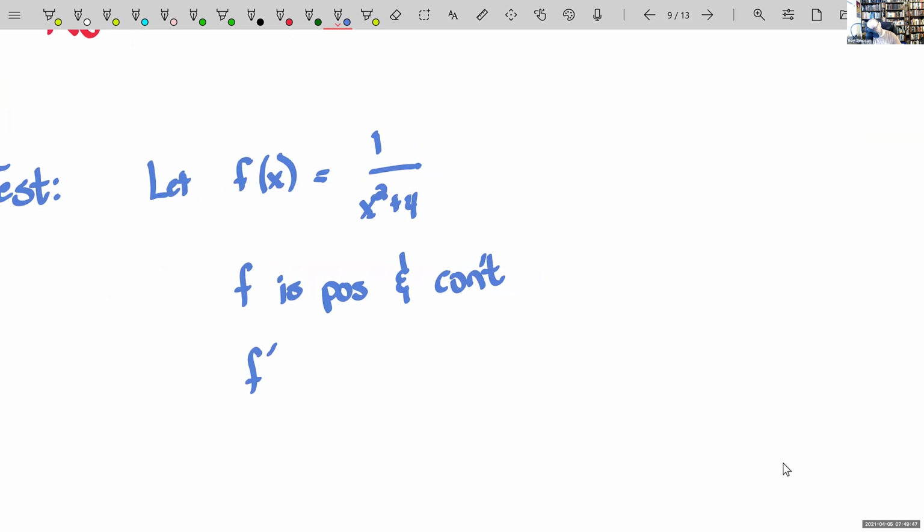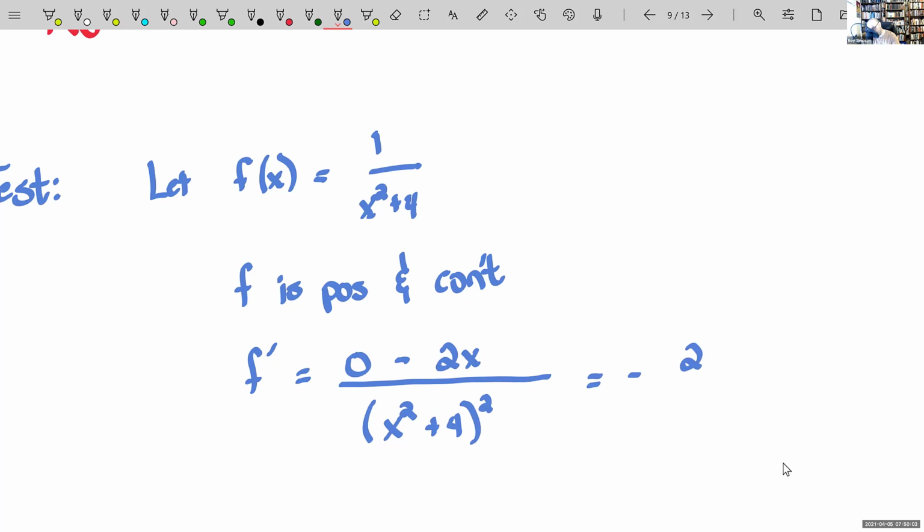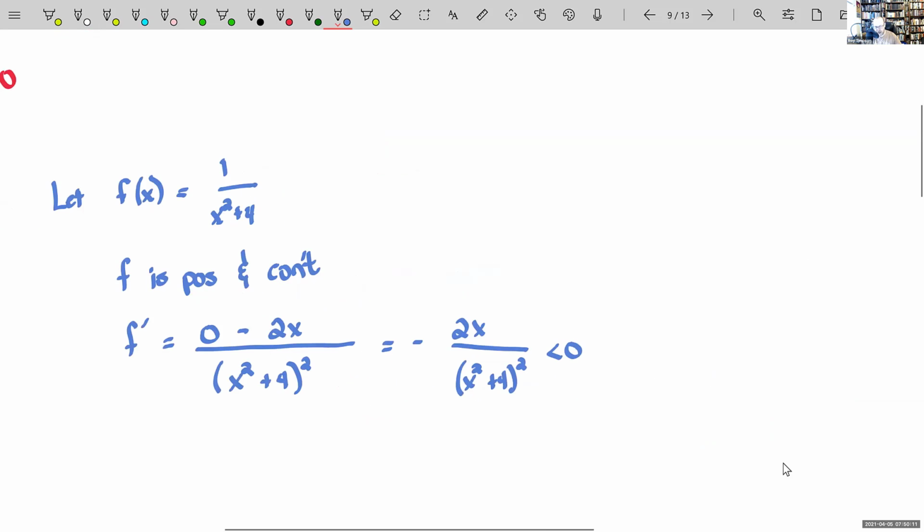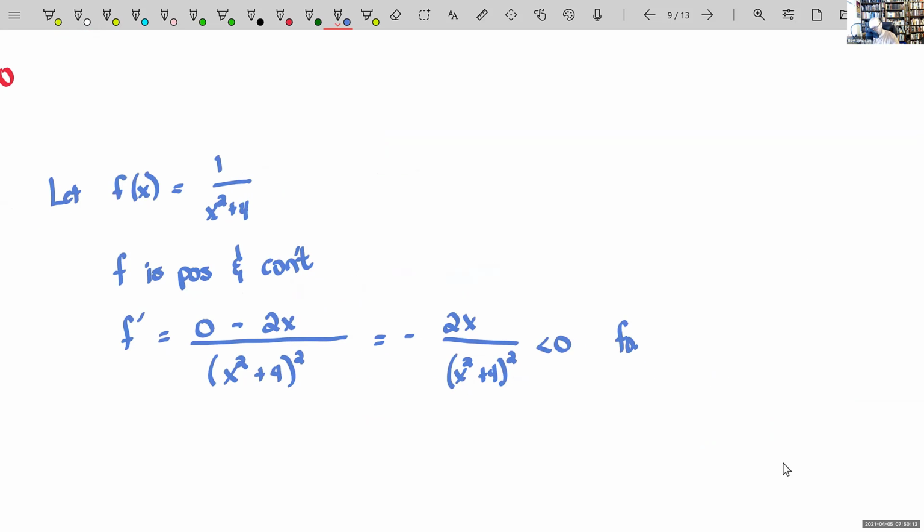And then f prime is equal to, and then we'll just do the quotient rule here. Derivative of the numerator is 0 times who cares, minus the numerator times the derivative of the denominator over the denominator squared. And that is definitely a negative number because it's negative 2x over (x squared plus 4) squared. That's less than 0 for positive values of x.